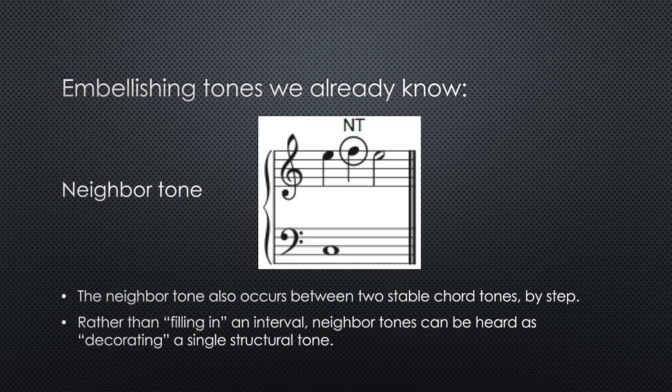You can think of these as sort of decorating a single structural tone. In this case, the E that's above the C, forming the third of the chord, gets a little decoration. I would say that upper neighbor notes tend to be a little bit more common than lower, but you really find both with a lot of frequency. And some music theorists will distinguish between an upper neighbor note and a lower neighbor note, although we won't generally do that. We're just concerned with neighbor notes in general.